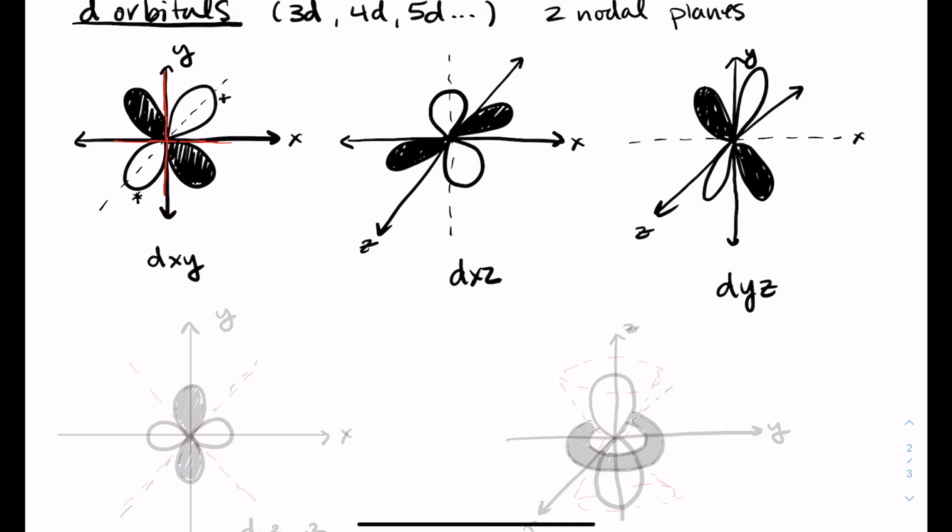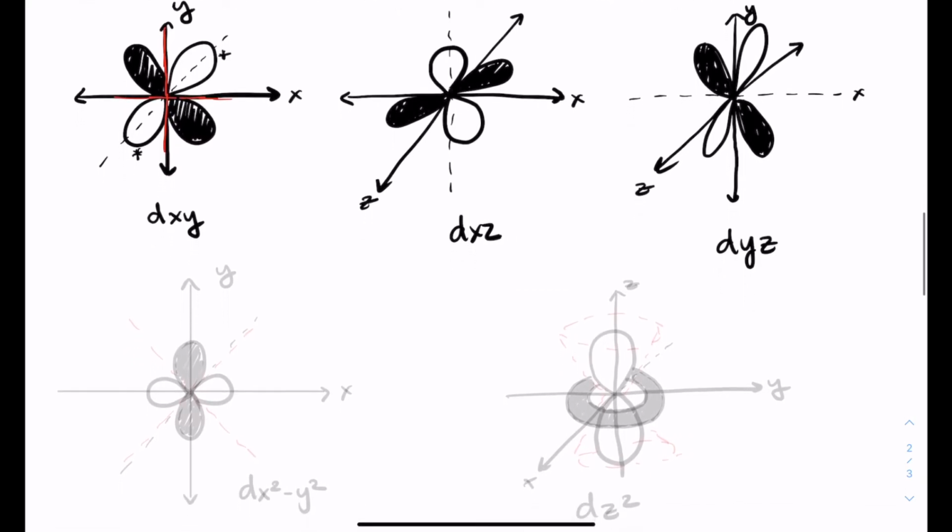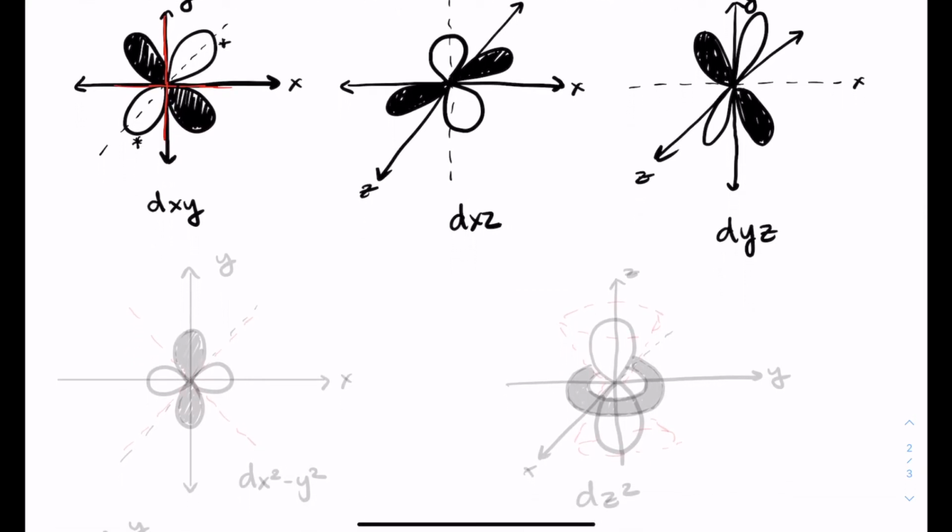So dx squared minus y squared. The good news is that it's in the xy plane, so that's easy to figure out. It's in the name to tell you where to put it. But now, instead of being between the axes, like we had for dxy, it's on the axis system. So a lobe pointing on the y-axis and positive and negative, and a lobe pointing on the x-axis, positive and negative, shaded appropriately. The last one is dz squared.